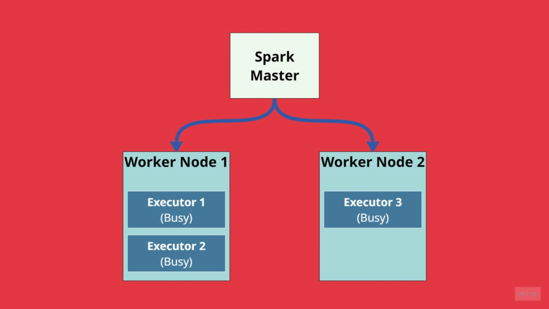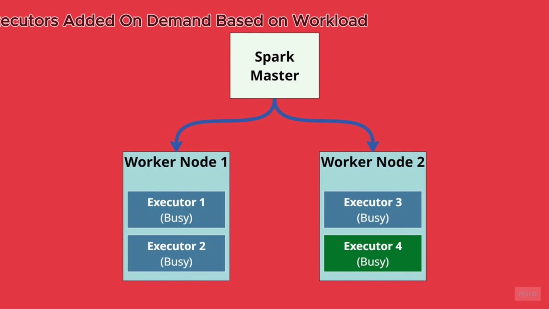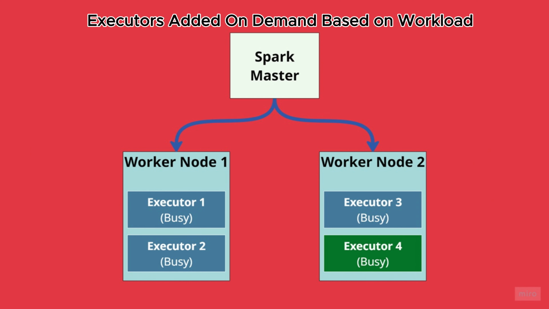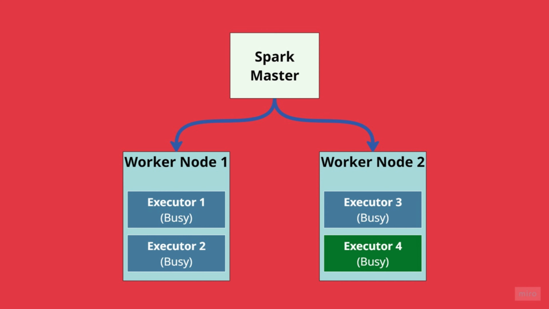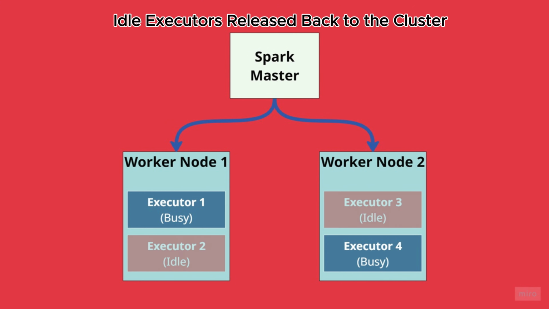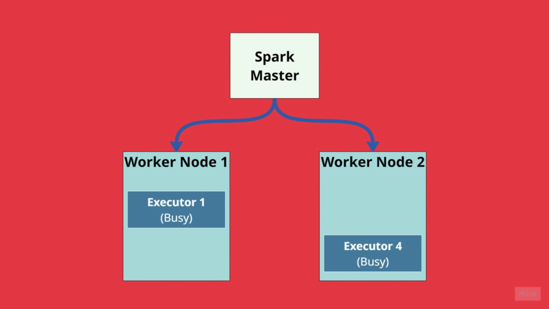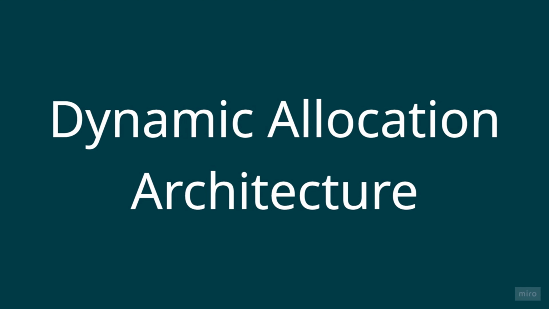This is where dynamic allocation comes to the rescue. Instead of a fixed number of executors, dynamic allocation allows Spark to request and release executors as needed during the application's runtime. When your application has a lot of work to do, Spark can scale up by requesting more executors. Conversely, when the workload decreases and executors become idle, Spark can scale down by releasing those executors back to the cluster. This on-demand scaling leads to much better resource utilization.